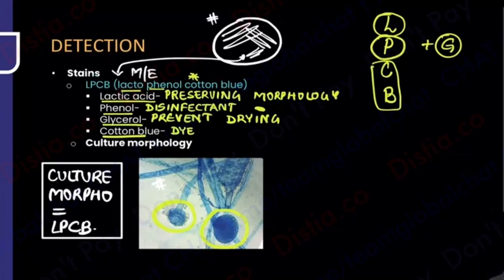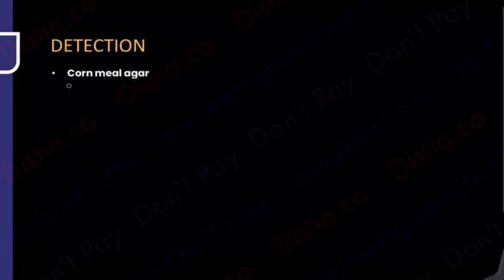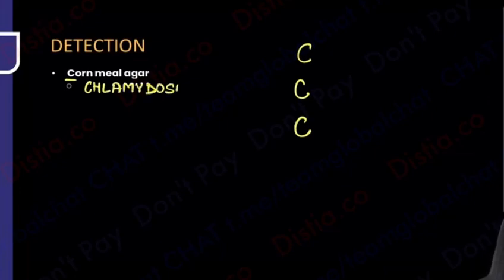Well, having said that, almost coming towards the end of the culture media. So the main culture media was obviously SDA. But if I do a little bit of twists and turns, there is another culture media called the corn meal agar. And now I'm going to tell you the story of the 3 C's. So when we talk about corn meal agar, you know in which situation will you use it? When I want to grow chlamydospores. When I want to grow chlamydospores, that is exactly when I use corn meal agar.